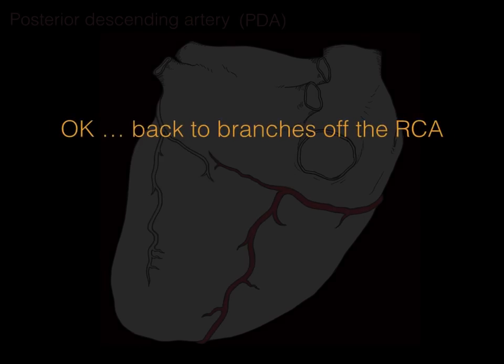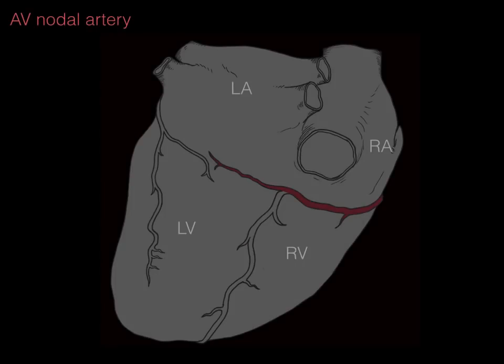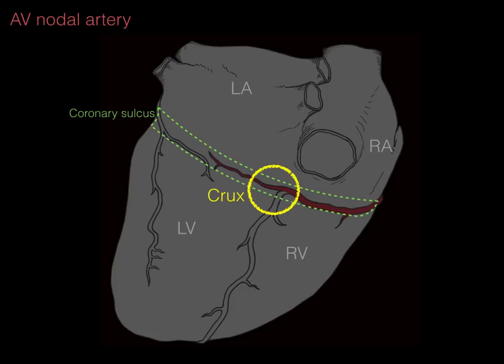All right, enough of that. Back to the branches off the right coronary artery. So this shows our left and right atrium, left and right ventricles. To talk about that AV nodal artery, let's do a little anatomy review of the heart. That circle represents what's called the crux of the heart. It gets its name because there's our coronary sulcus and there's the interventricular septum.